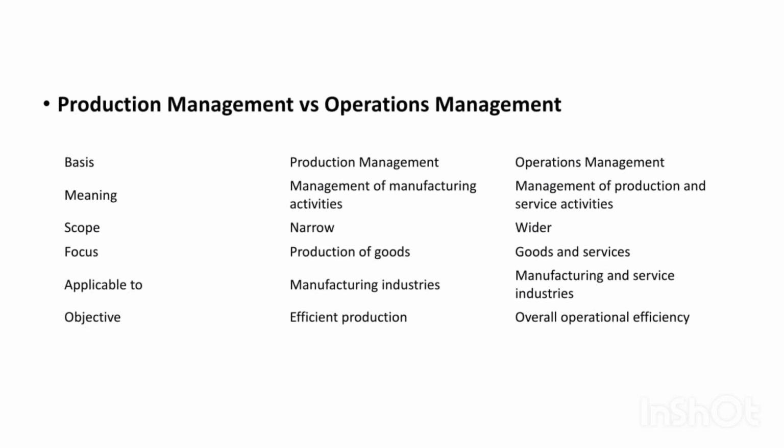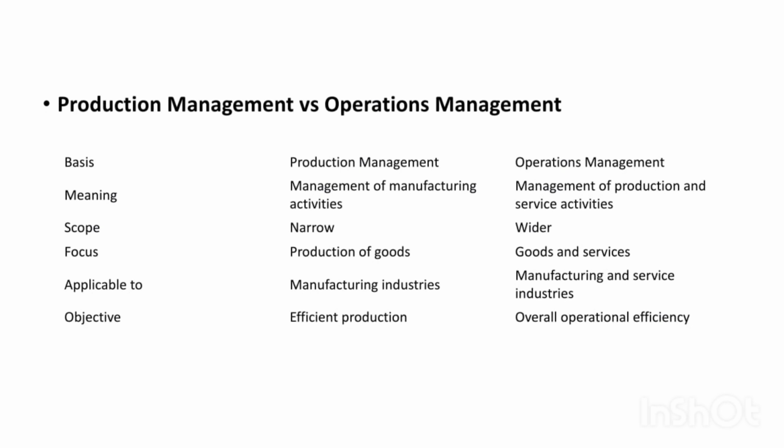Now let's move on to the next topic, that is the difference between production management and operations management. So the first one is meaning. Production management means management of manufacturing activities, and operations management means management of production and service activities. The scope of operations management is wider and the scope of production management is narrow. Production management focuses on production of goods, whereas operations management focuses on goods and services.